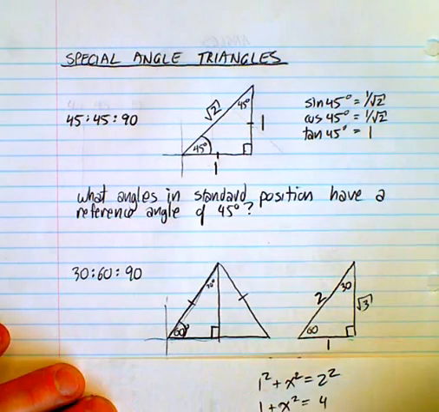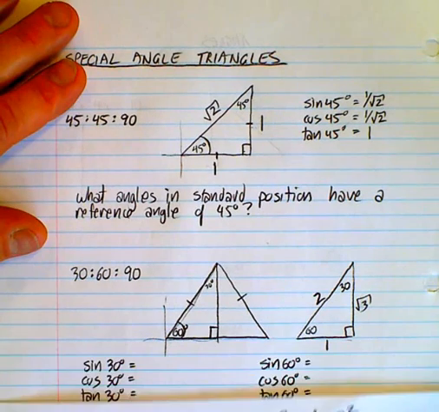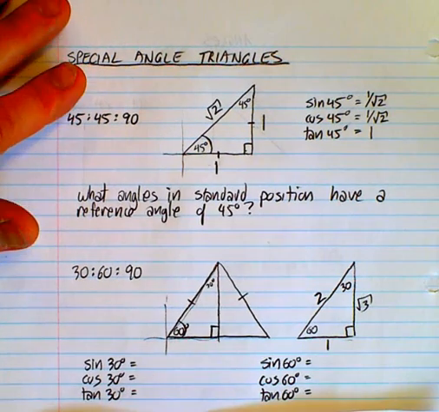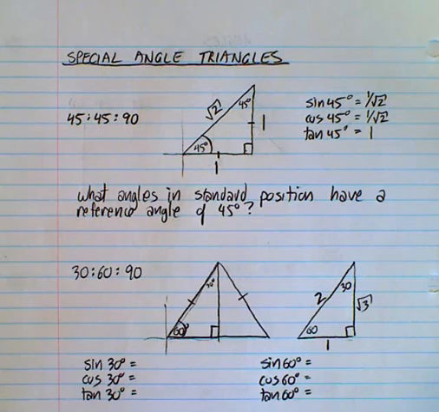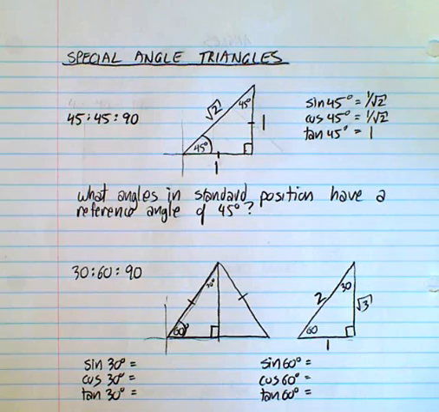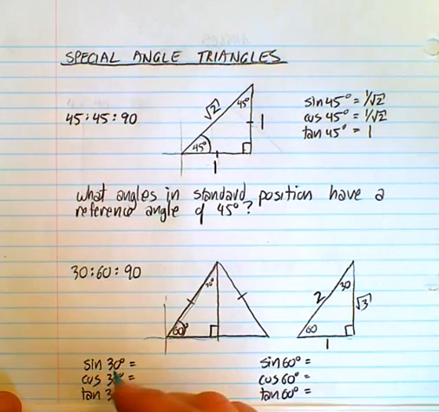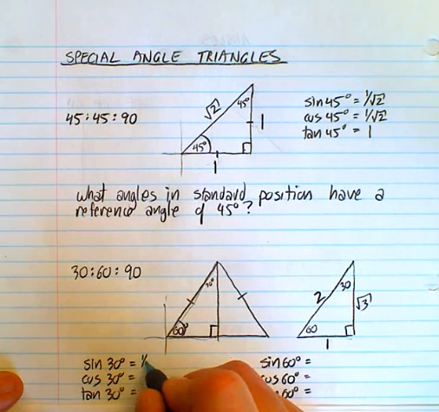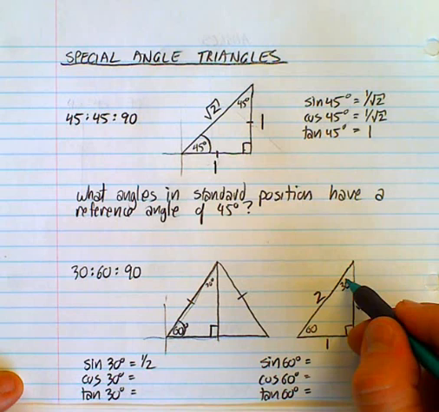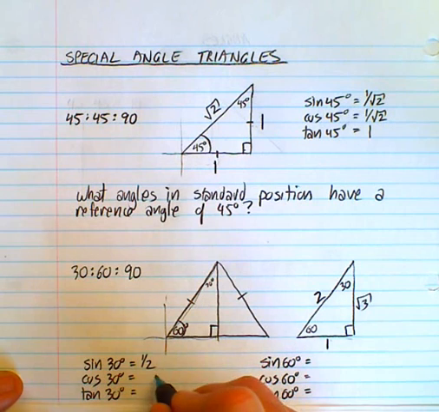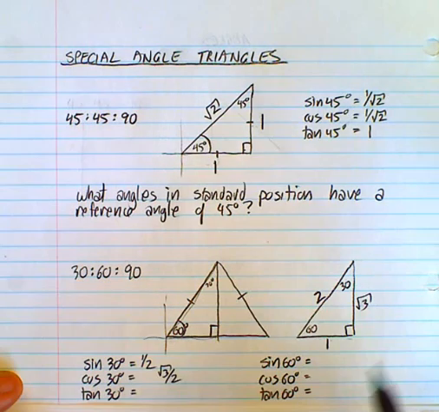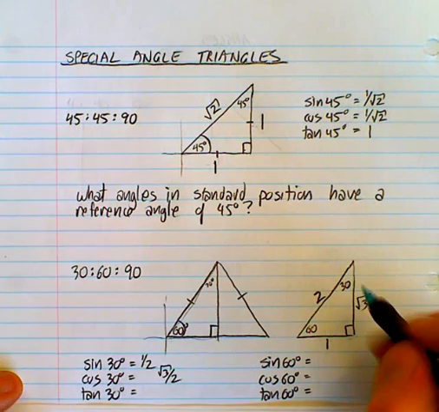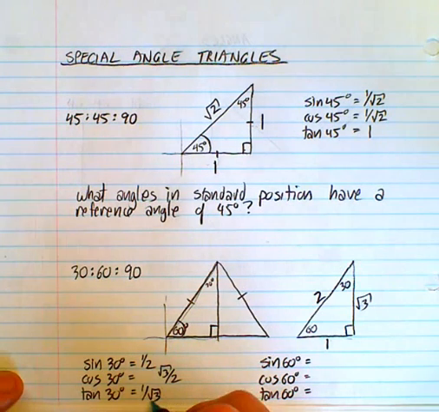Root 3. Okay, so this means that we have situations now where we can solve for sine 30, cos 30, tan 30. And here we are. Sine 30, looking up here, opposite over hypotenuse, boom, 1/2. Cos 30, adjacent over hypotenuse, we have root 3 over 2. Tan 30, 1 over root 3.